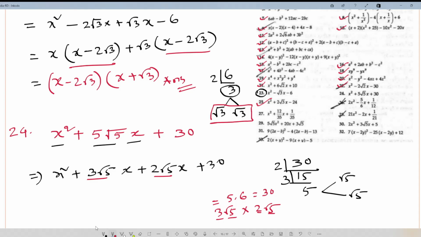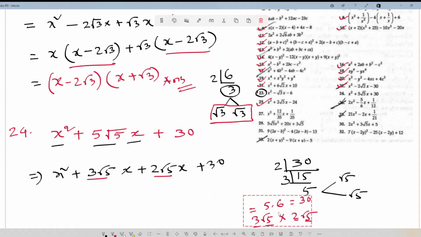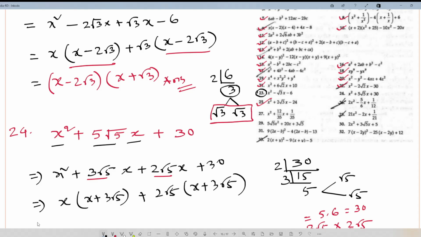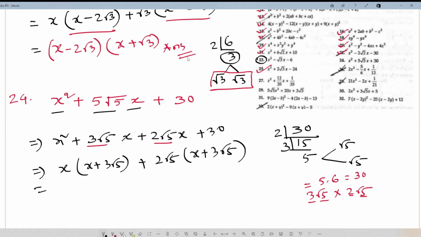Okay, clear? Now we can take common from here. We can take common x, so here is x plus 3 root 5. Then we can take common 2 root 5, so it will become x plus 3 root 5. Now x plus 3 root 5, so x plus 2 root 5. This is our answer. Clear?